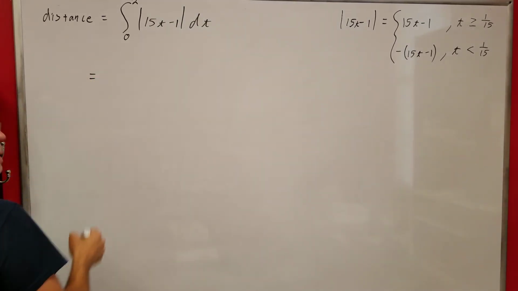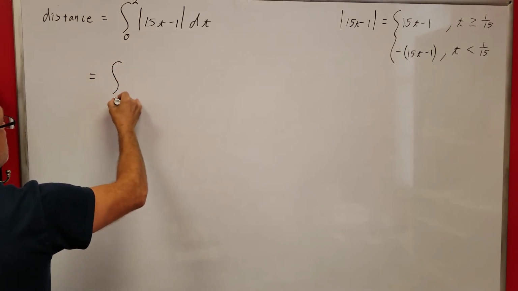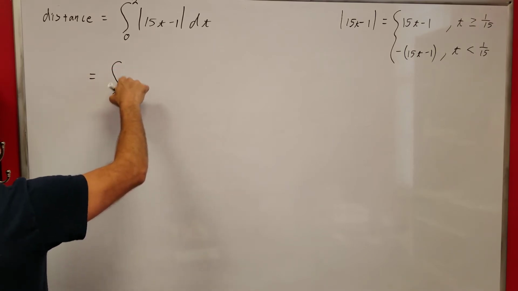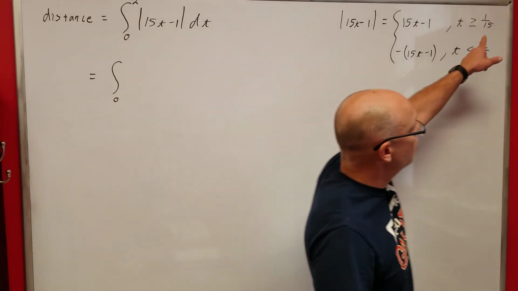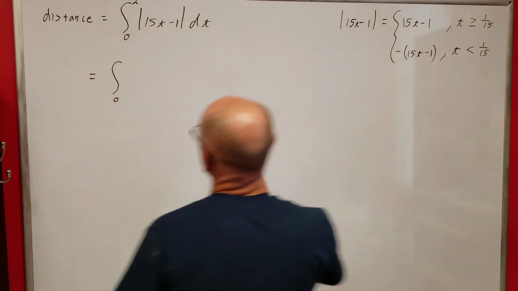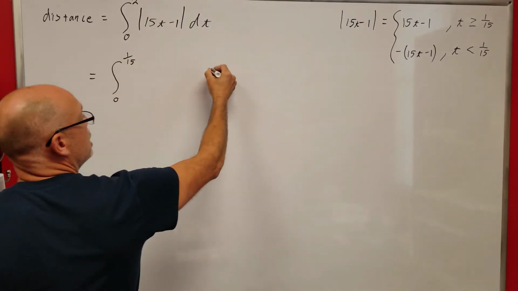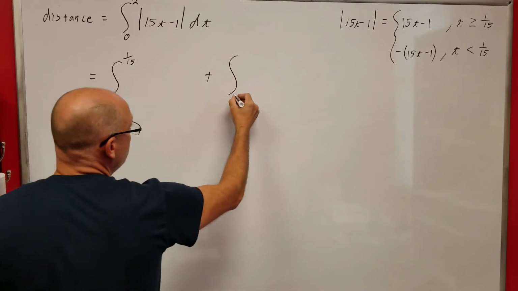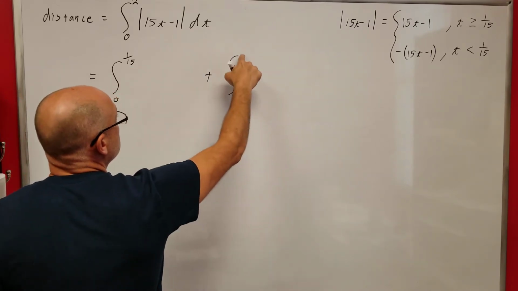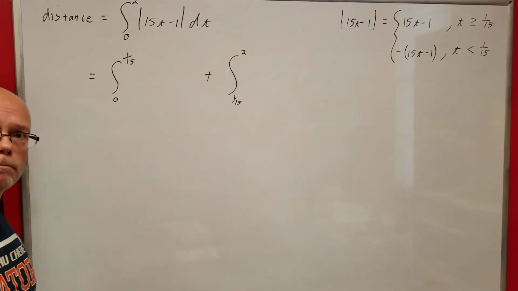All right, let's see. So what do I do with this integration here? I start at 0, but I'm going to break it up from 0 to what is going to be my upper limit of integration. This value over here, 1/15. Plus the integral from where I left off here, 1/15 to what? What's my endpoint? 2, right?